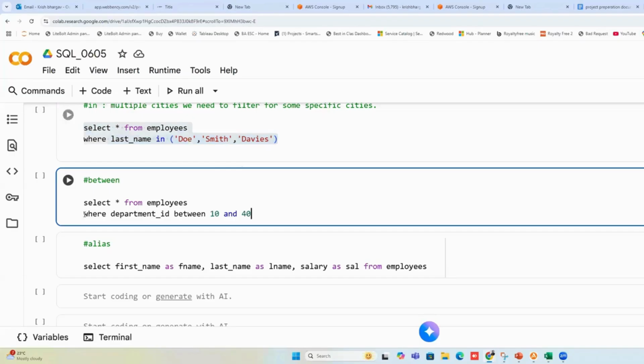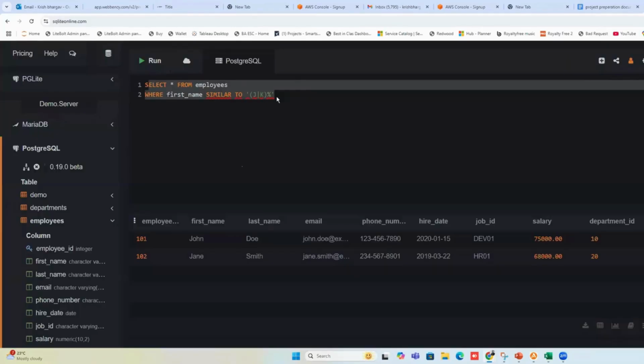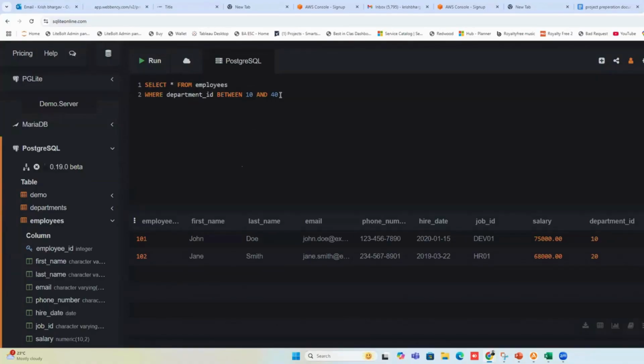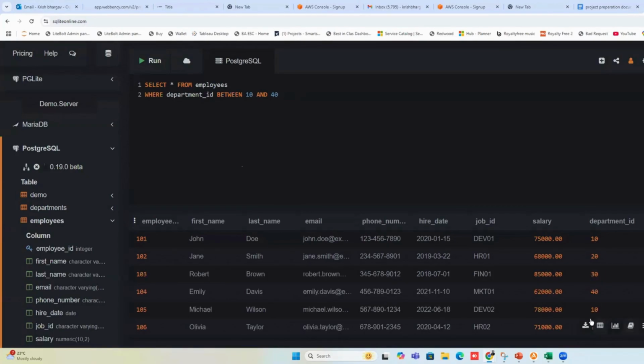Very simple. Now, again, you see here, if I want department ID between 10 and 40, what will I get? I will get 10, 20, 30, 40. So I want all the department IDs between 10 and 40. You see, I got between 10 and 40. You got it?